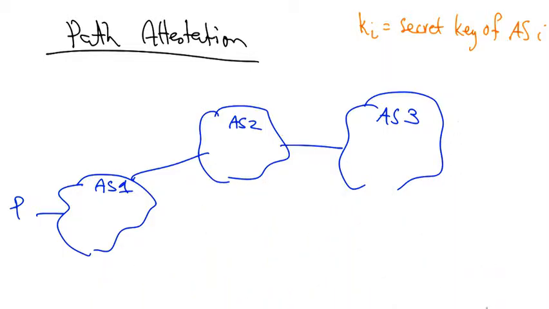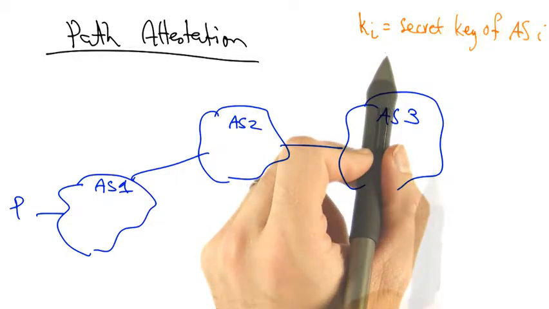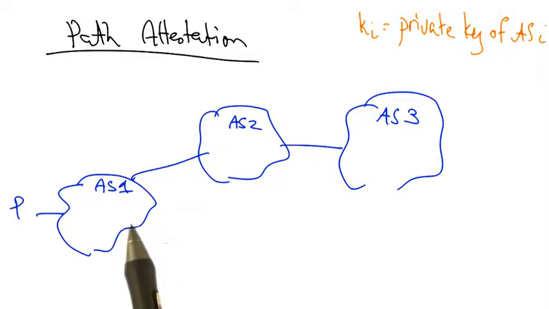Let's assume that we have a network with 3 ASs, 1, 2, and 3, and that each AS along the path has a public-private key pair. An AS can sign a message or a route with its own private key, and any other AS can check that signature with the AS's public key.